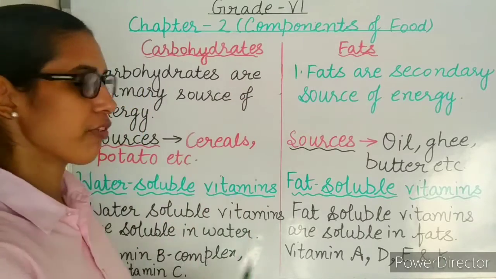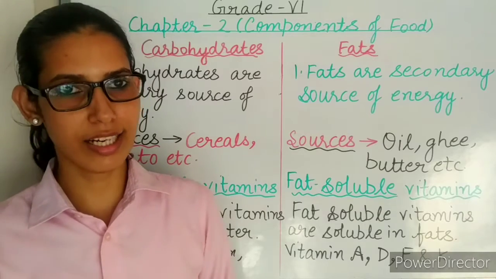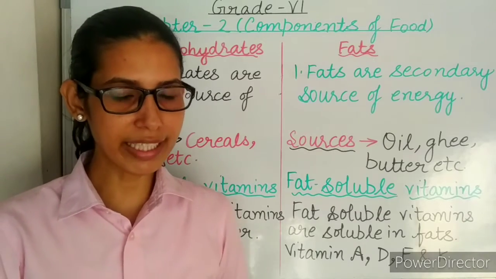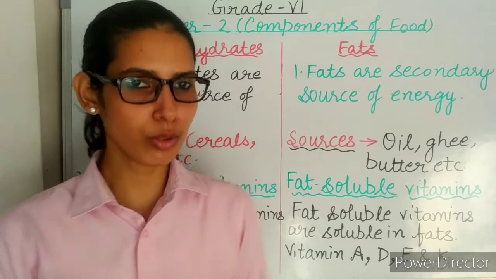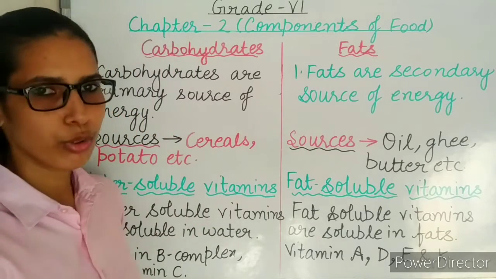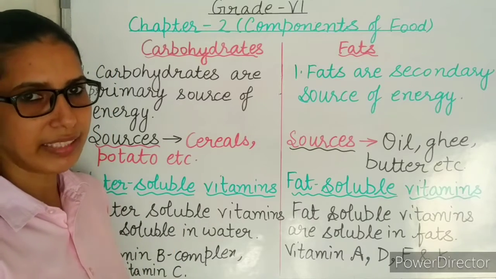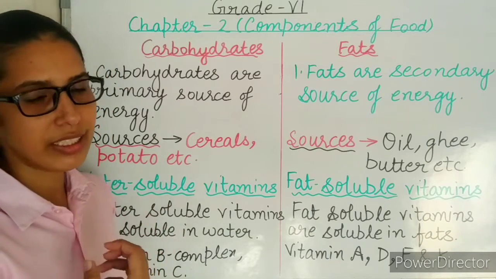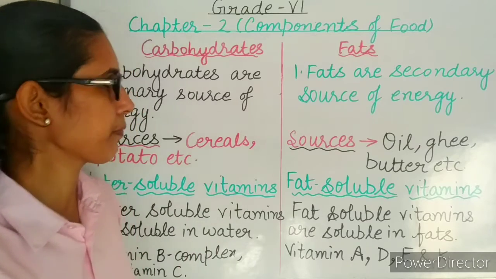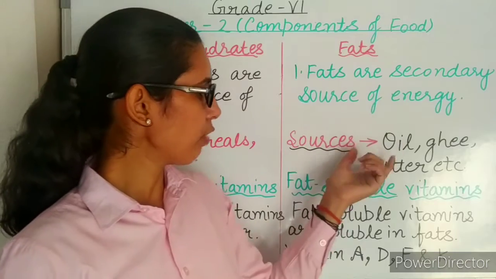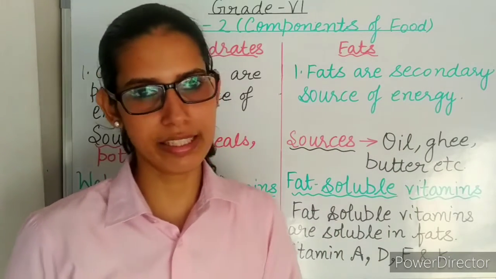There are two types of carbohydrates found in our food items, that is sugar and starch. Sugar is simple carbohydrates and starch is complex carbohydrates. If we talk about the sources of carbohydrates, they are cereals, rice, maize, etc., potato, and various types of fruits, like sugar found in various types of fruits. Next is, what are the sources of fats? The sources of fats are oil, ghee, butter, etc.